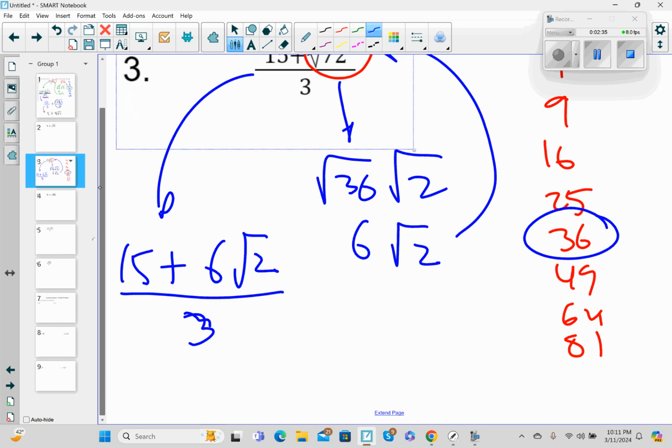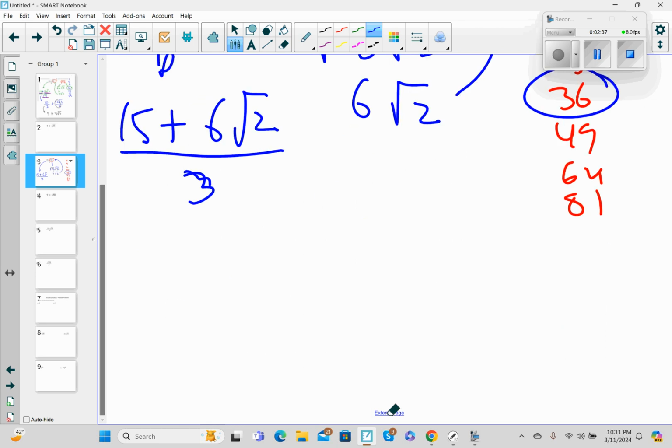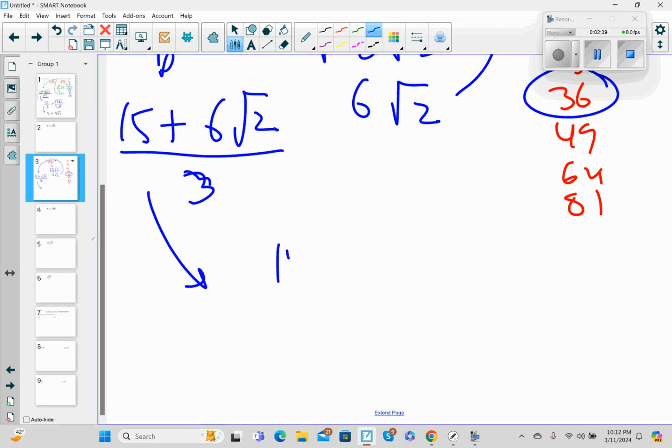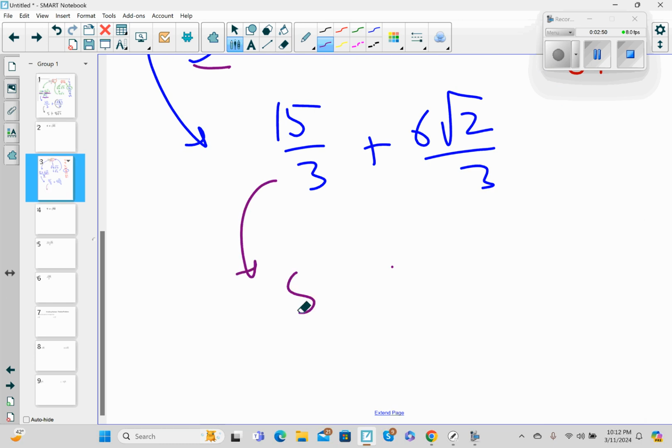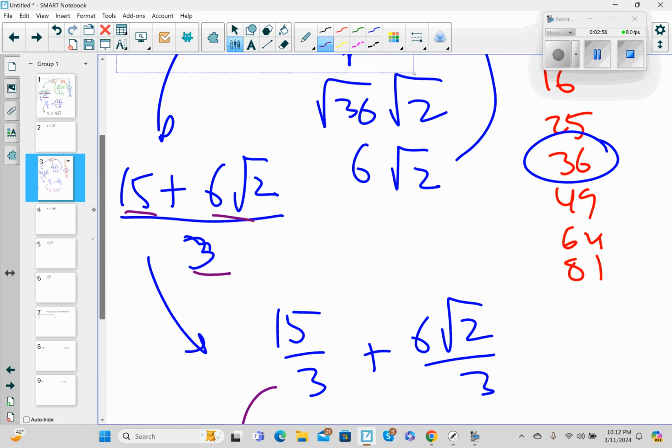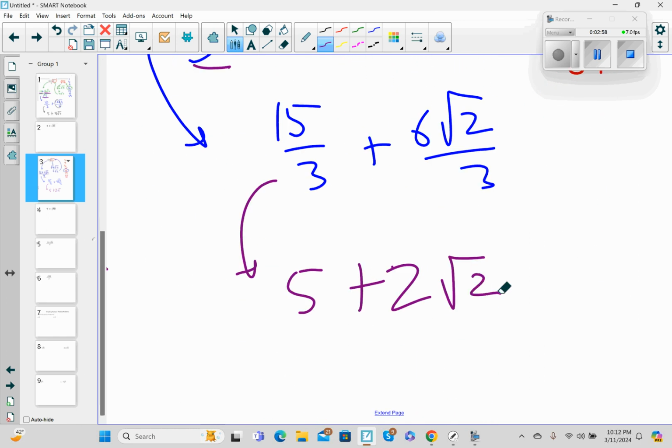Pause the video at any time. Now what I can do is 15 divided by 3 plus 6 square root 2 divided by 3. I'm just taking this number and dividing it into all of those. And then I get 5 plus 2 rad 2. Why is it 2? Because the 6 and the 3 divide to the 2, and the 15 and the 3 divide to the 5.